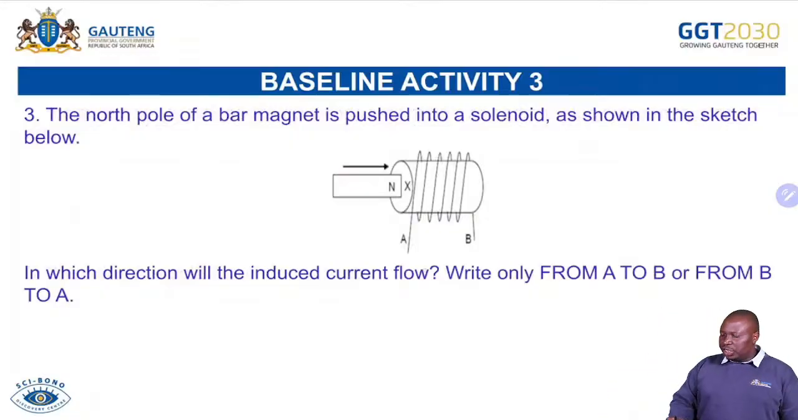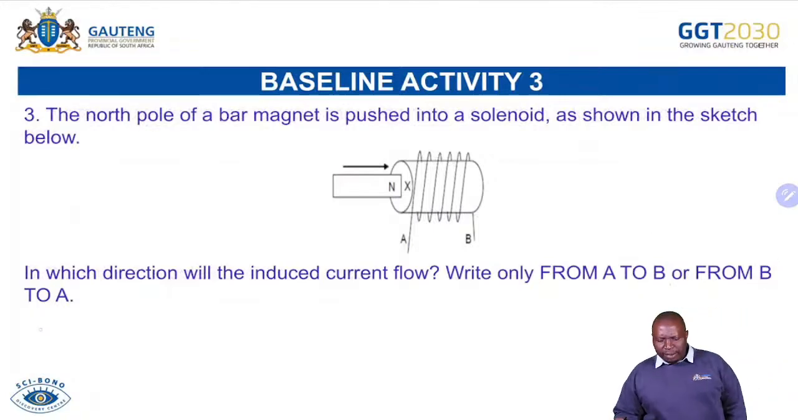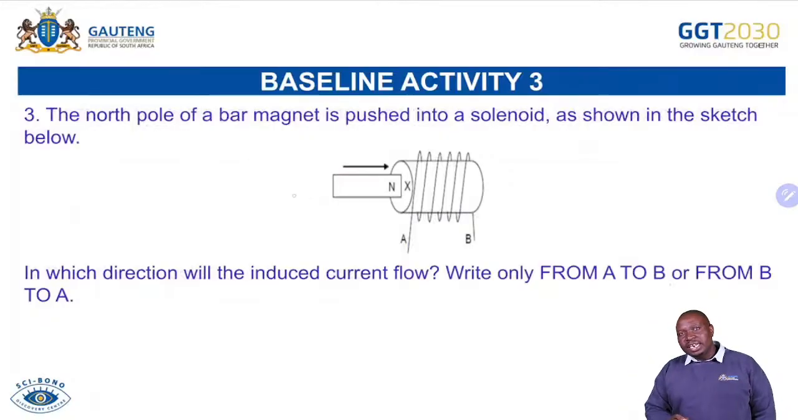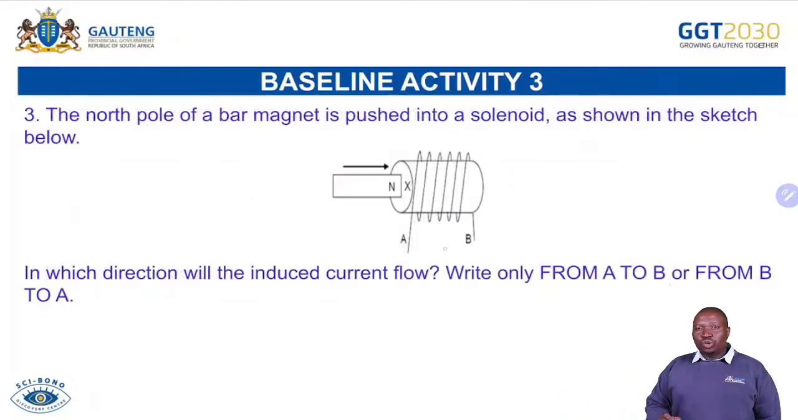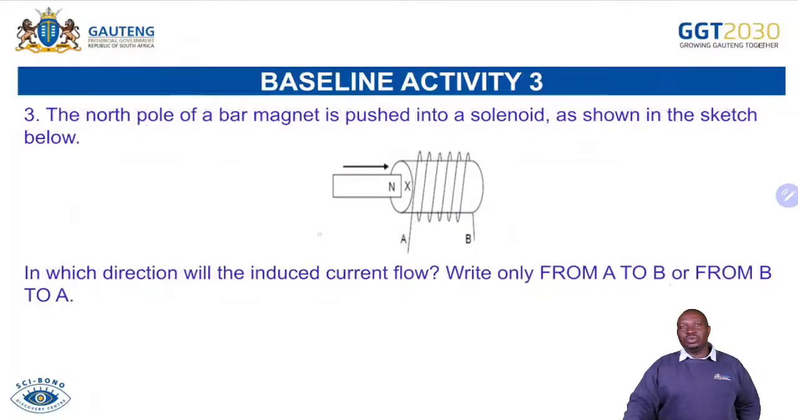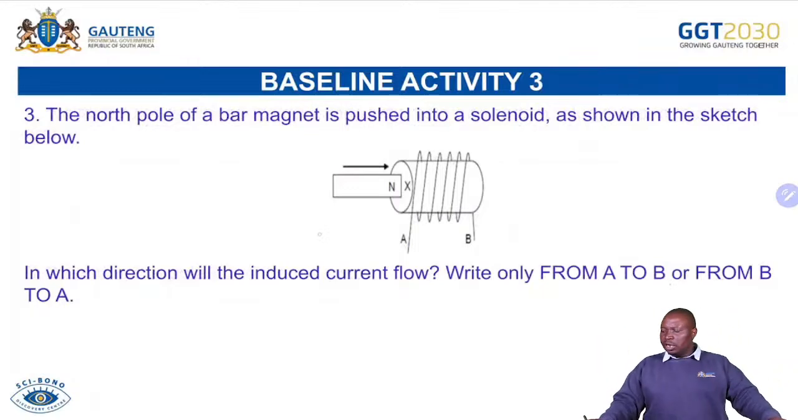In which direction will the induced current flow? Either from A to B, or from B to A. Very important: remember, the inducing action is the magnet moving in that direction. If the inducing action is the movement to the right, definitely the induced current must be in the opposite direction, which is from B to A. So if we are inducing by moving the magnet in that direction, the induced current will be in the opposite direction. We'll talk about that as well when we deal with this topic.